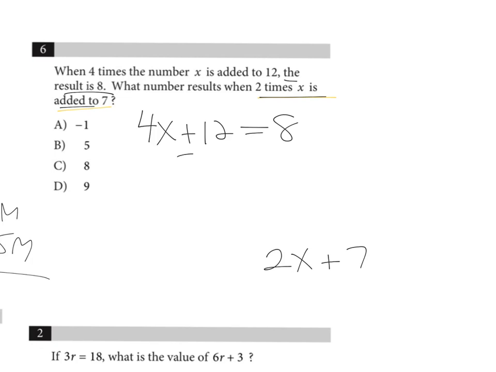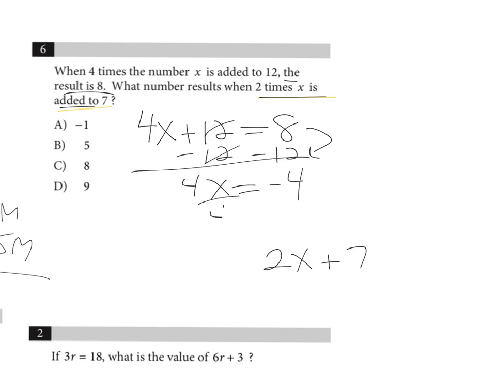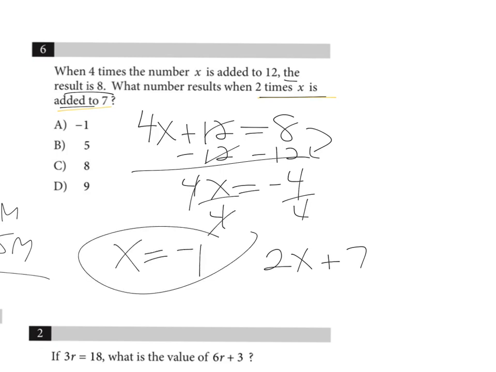So let's try to solve for x in this first equation. We'll subtract 12 on both sides. So 4x equals 8 minus 12, which is negative 4. Here we'll divide both sides by 4 to get x is equal to negative 1. Notice that's one of the answer choices, but that's not what the answer to the question is.